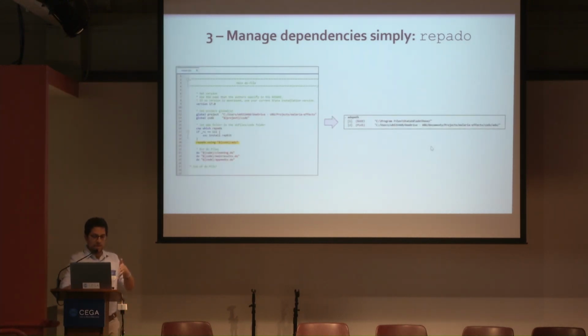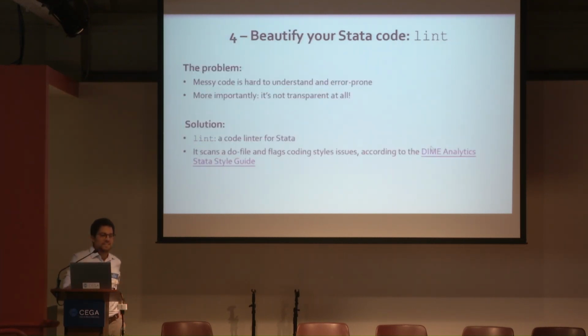And the way you implement this is, for example, if you have a main do file for a project, you can include in that main do file a line that is doing repado pointing to a folder where you have your ado dependency files. This is going to tell Stata: okay, the base commands are going to come from the usual place, but any user-written or user-installed commands are going to come from this other location that you're pointing to. That's like locking the versions of your dependencies, so that works great for reproducibility.